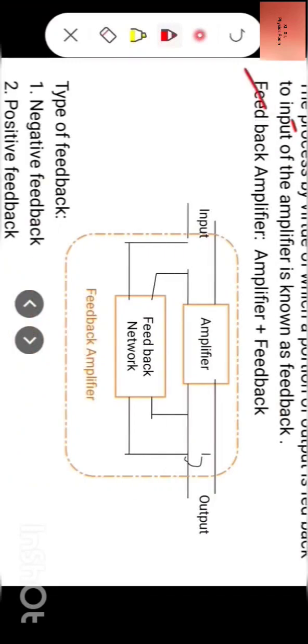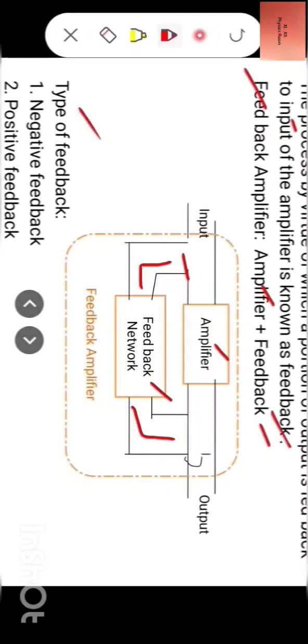Now, feedback amplifier. Feedback amplifier is an amplifier which is applied with feedback. Now here you can see it's amplifier and this is feedback network through which we apply feedback. So a portion of the output is taken and it is applied to the input here. Simply you can say feedback amplifier is equal to amplifier plus feedback. Mathematically we can say the two together, amplifier plus feedback becomes feedback amplifier, or amplifier applied with feedback is known as feedback amplifier.